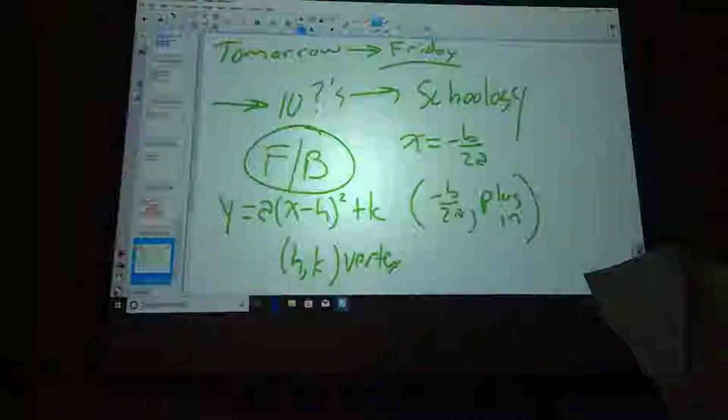So everything on the Schoology part, there are 10 questions, they're multiple choice. I think they're pretty straightforward. There's nothing on there that's a gotcha.